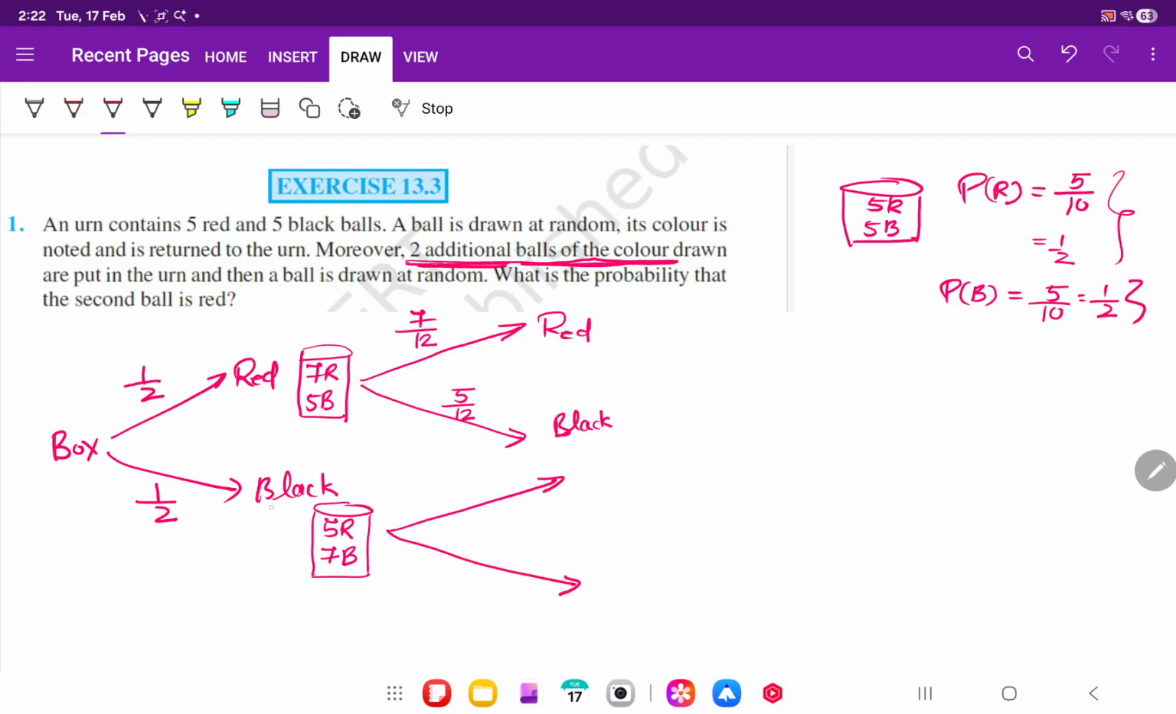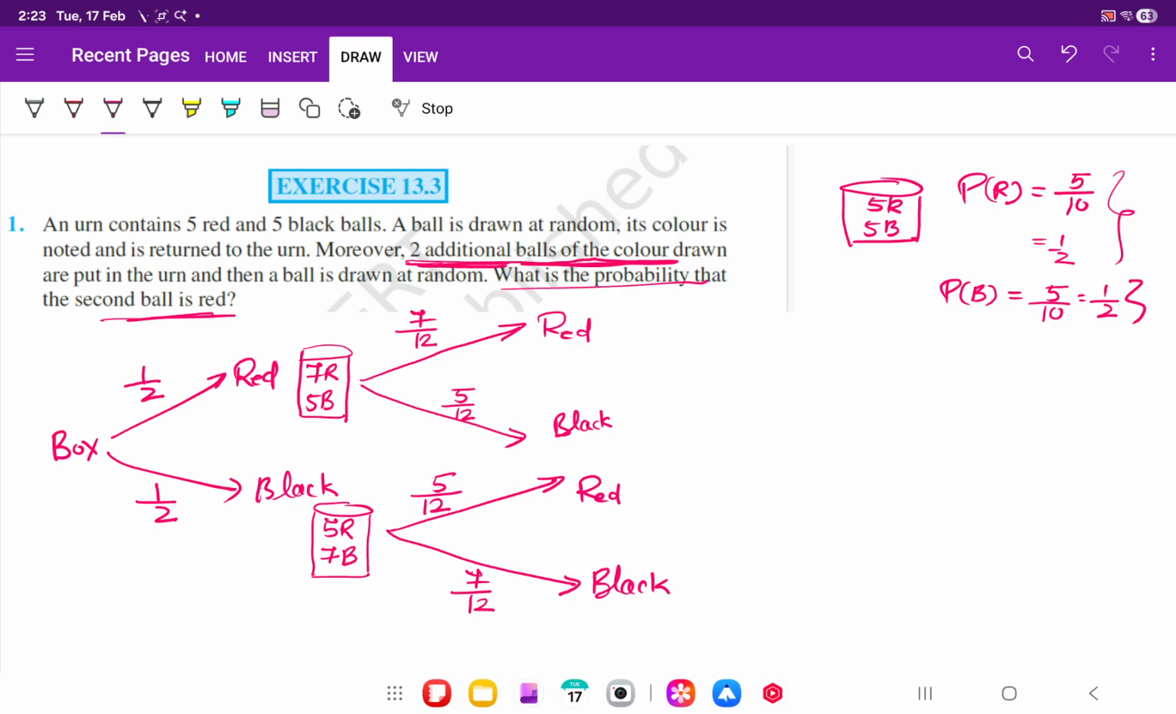If the first time the black ball came, then the second time probability for red is 5 by 12. Okay, and for black how much is it? Let me write it clearly, 5 by 12 for red, and for black it is 7 by 12. So they are saying what is the probability that the second time is red? Okay, what is the probability that it is red the second time?